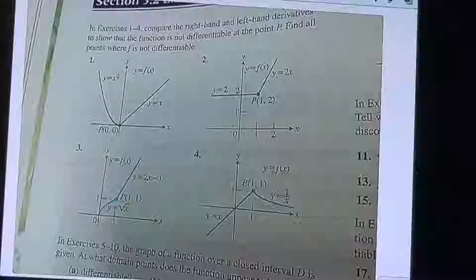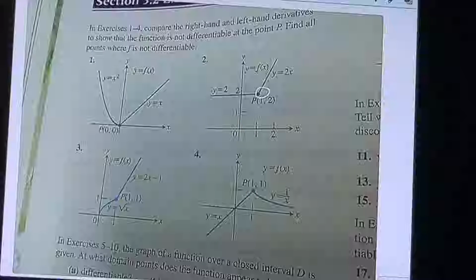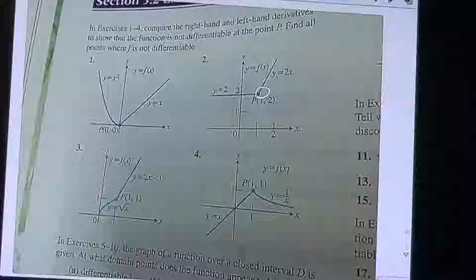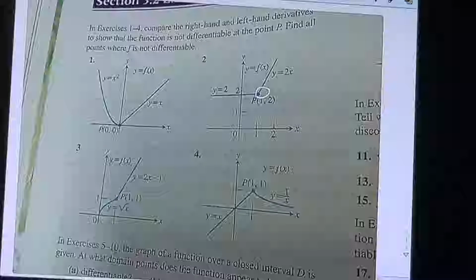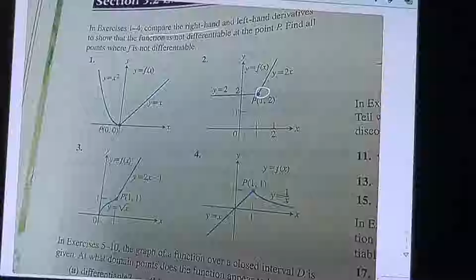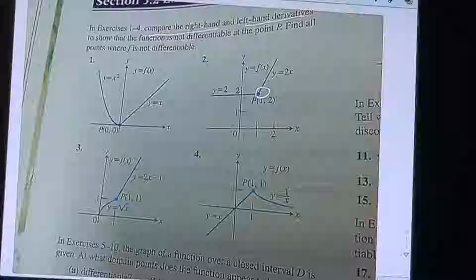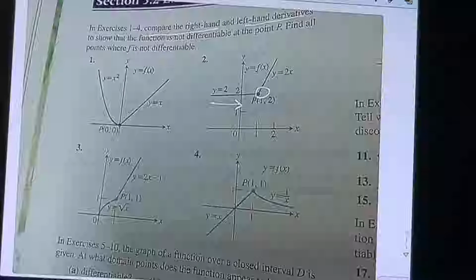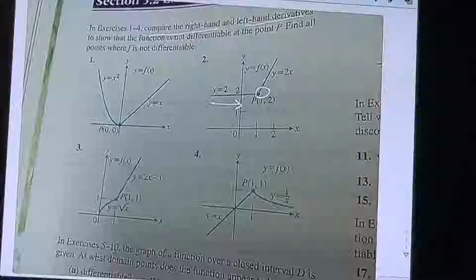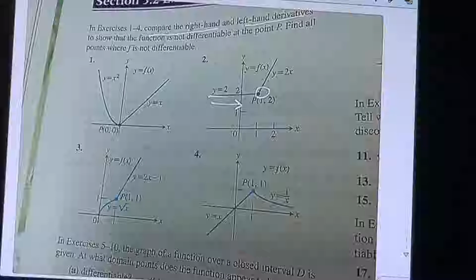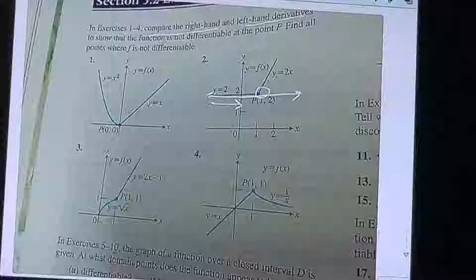Alright, as you're coming, they tell you it's not differentiable at P. So we can't differentiate it there. But they want to know why by comparing the right-hand and the left-hand derivatives. So the derivative, remember, is the slope. If I'm coming from the left, what is going to be the slope at P? What's the slope of this line? Zero?